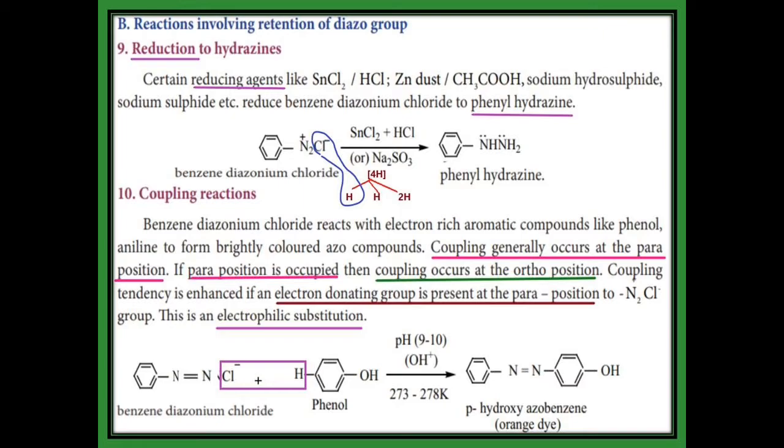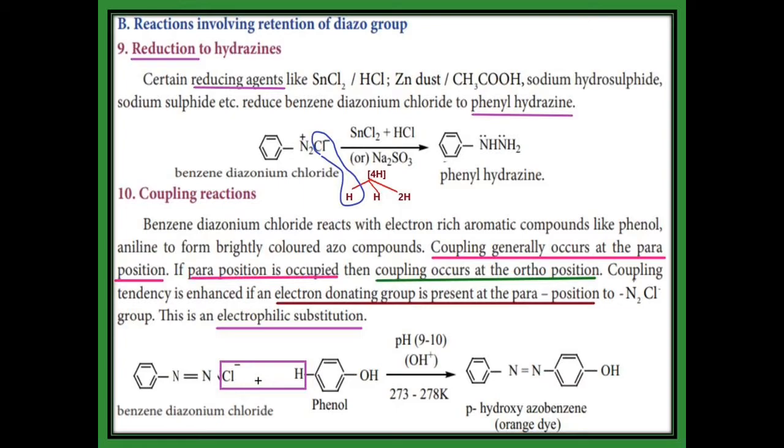Next one, coupling reaction. Coupling reaction means you just add a compound by removal of HCl. So that is called coupling. That coupling takes place in the para position. So suppose the para position is occupied, then the coupling will take place at the ortho position. Then the coupling tendency is increased when the para position has an electron donating group. Then this coupling reaction is an electrophilic substitution reaction.